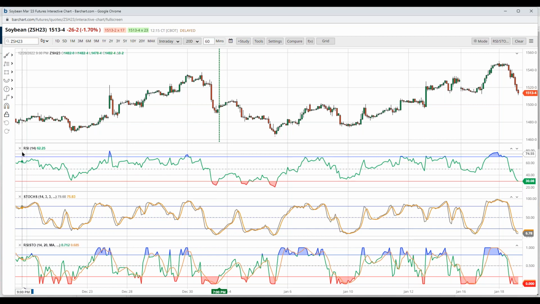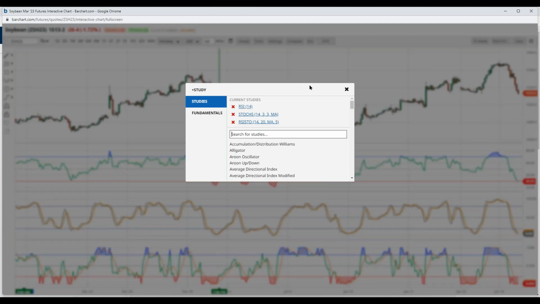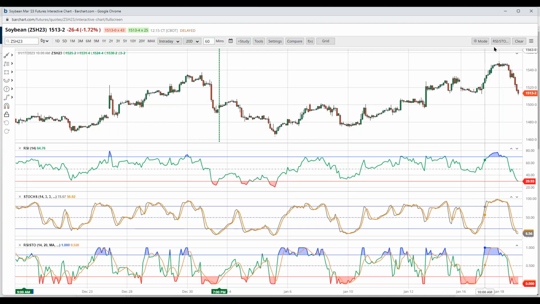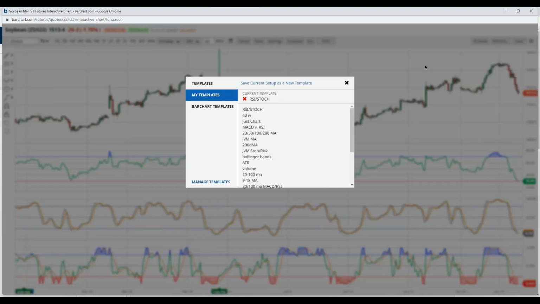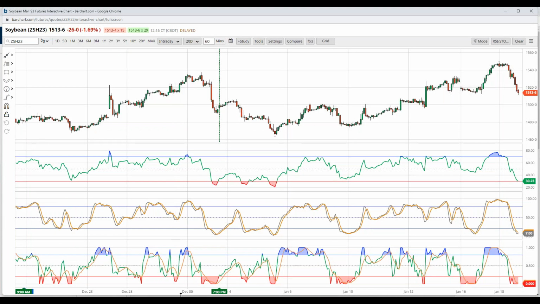Now, don't get confused here, but here's our RSI, here's our slow stochastics, and here's that stochastics RSI. I've added these all to the chart. If you're not familiar with how to do that, you do it through the studies. But what I've done is create a template. Again, there are some tutorials on how to do that. I have an RSI stochastic template, so I don't have to do this every time I go to a new chart. I can just pull up that template, and it contains those 3 studies.